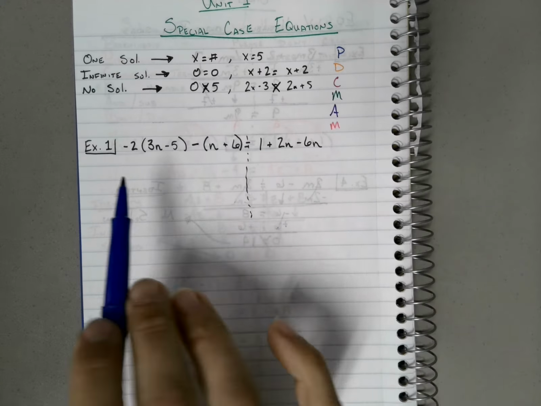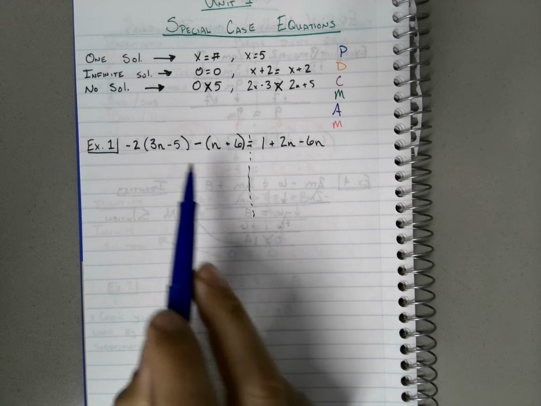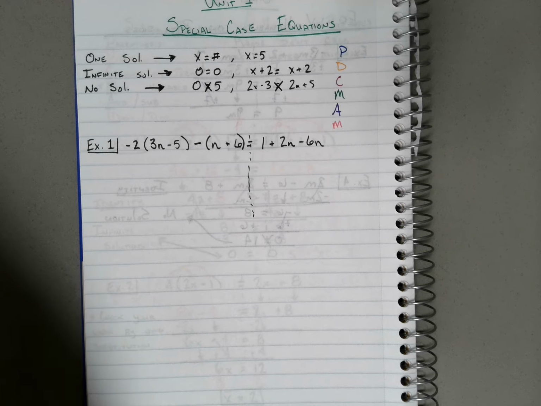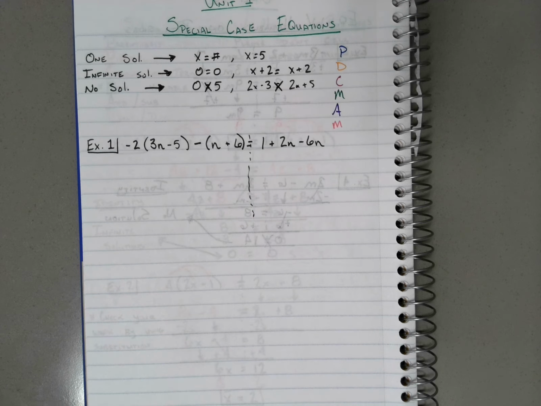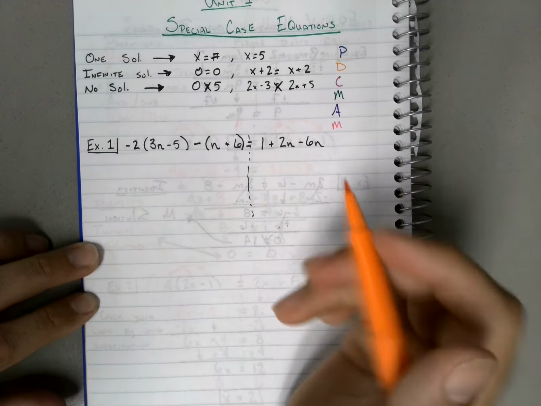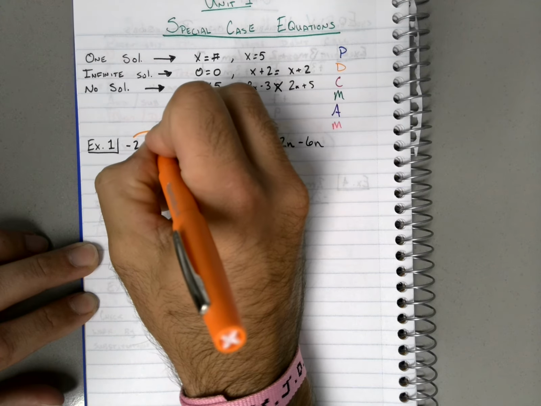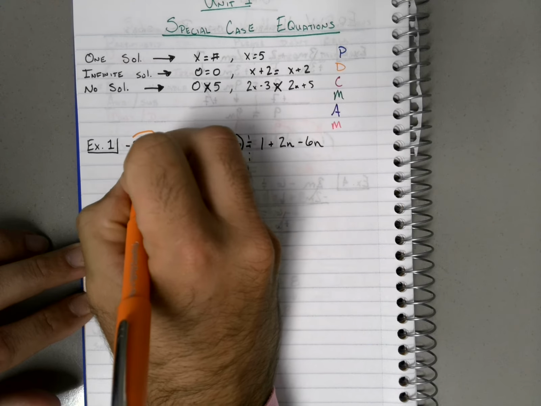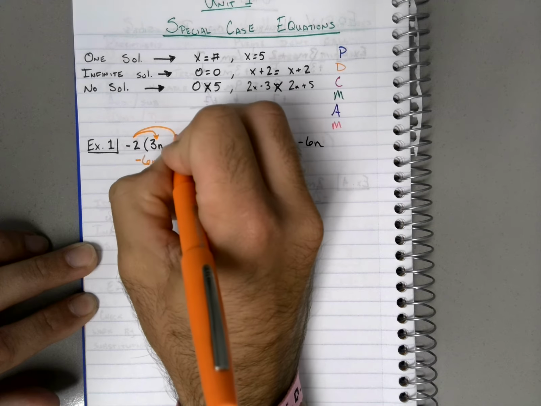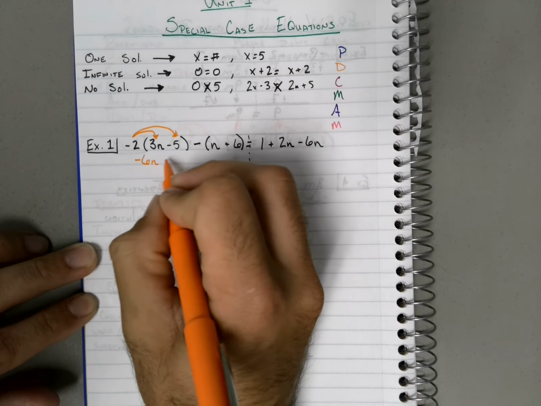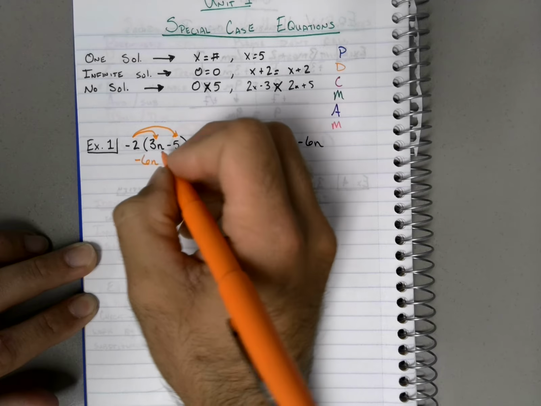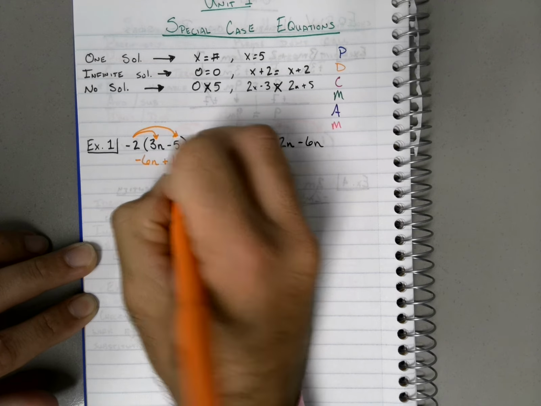So, parentheses. Do we have parentheses? Yes, we do. Can I simplify inside these parentheses? No, I cannot. So I've done that step. My next step, can I distribute? Well, if I have parentheses and numbers outside these parentheses, then yes, I can. So negative 2 times 3n, and remember, this is negative 2. Negative 2 times 3n is negative 6n. Negative 2 times negative 5. Don't get in the habit of bringing down that subtraction sign, because that would be wrong. Negative 2 times negative 5 is positive 10.